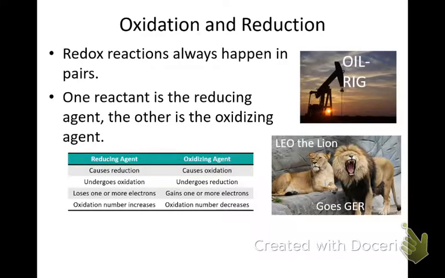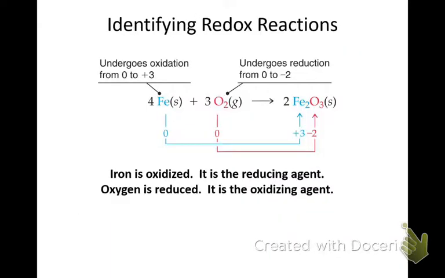We can also identify the reducing agent and oxidizing agent. The reducing agent causes reduction of the other thing, which means that it itself undergoes oxidation. An oxidizing agent causes oxidation of the other thing, meaning the oxidizing agent itself undergoes reduction. Let's see how it plays out in an example. In our example before, we identified that the iron was increasing its oxidation number, which means it is being oxidized. Oxygen is decreasing its oxidation number, which means it is being reduced.